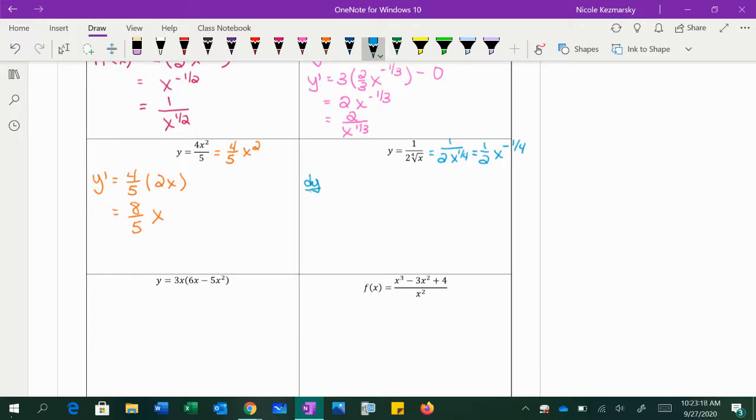So then dy dx is going to be 1/2. I'm going to bring down the -1/4, and that's going to be x to the, and then -1/4 minus 4/4 is -5/4. I'm going to multiply my fractions in front, so that's going to be -1/8 x to the -5/4. And then I'm going to leave the 1 in the top, the 8 in the bottom. I'm going to move that x with its exponent down to the bottom with a positive exponent.